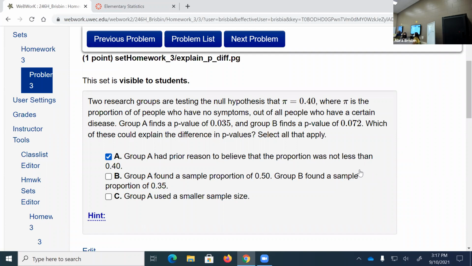Cool. Let's talk about these other two options in this problem. So option B, group A found a sample proportion of 0.5. Group B found a sample proportion of 0.35. So this option is getting at the issue of the distance between the sample proportion and what you hypothesized in the null hypothesis. So the null hypothesis was that pi equaled 0.4.